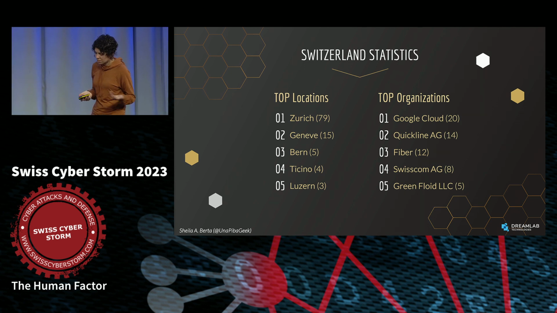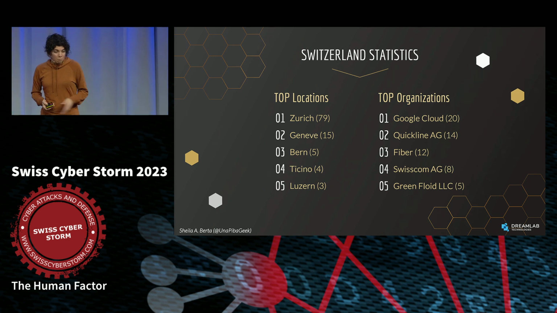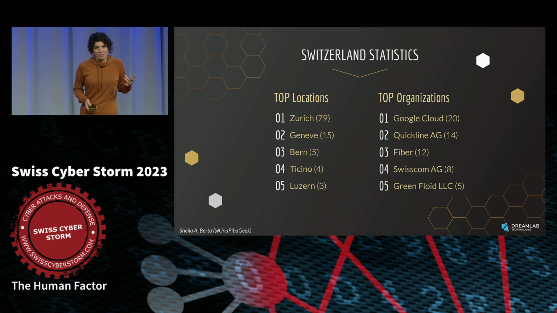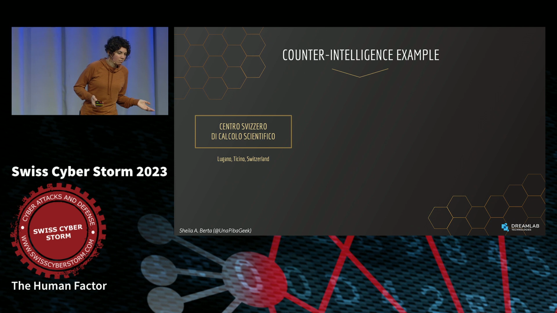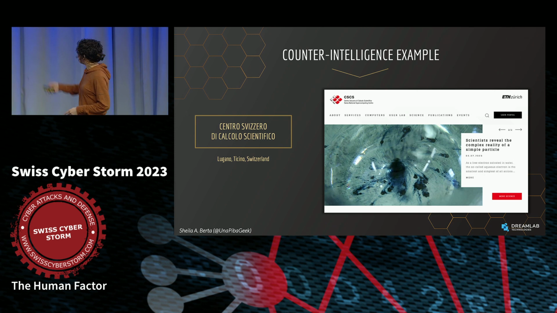And then the organizations, most of them are cloud providers or behind IP addresses of different internet service providers. But there are a few organizations that are running these honeypots inside their own network, so that allows us to do some counterintelligence. And for example, the Center of the Cálculo Científico in Ticino is this entity.